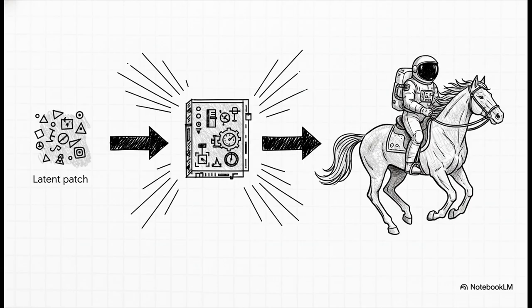And finally, the decoder steps in. Think of it like developing film in a dark room. It takes that compressed, latent patch, that blueprint, and it blows it up, translating all that abstract data into the actual pixels, colors, and details that form the final, high-resolution image that we get to see.